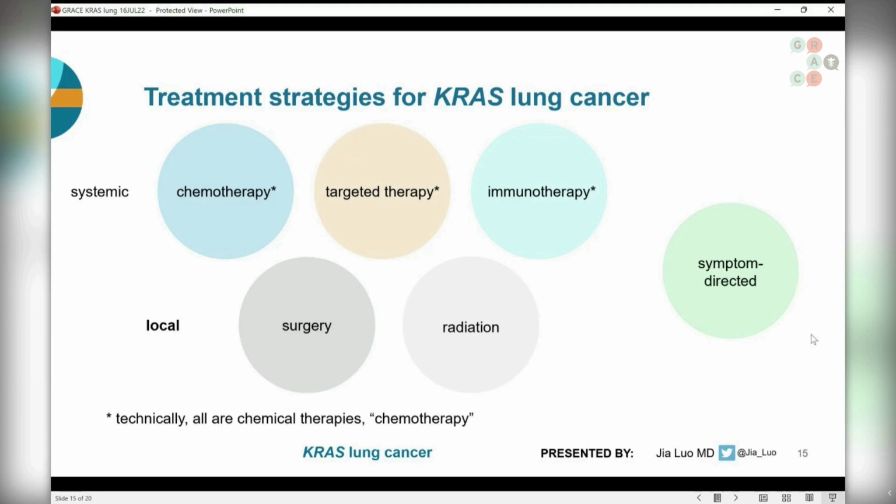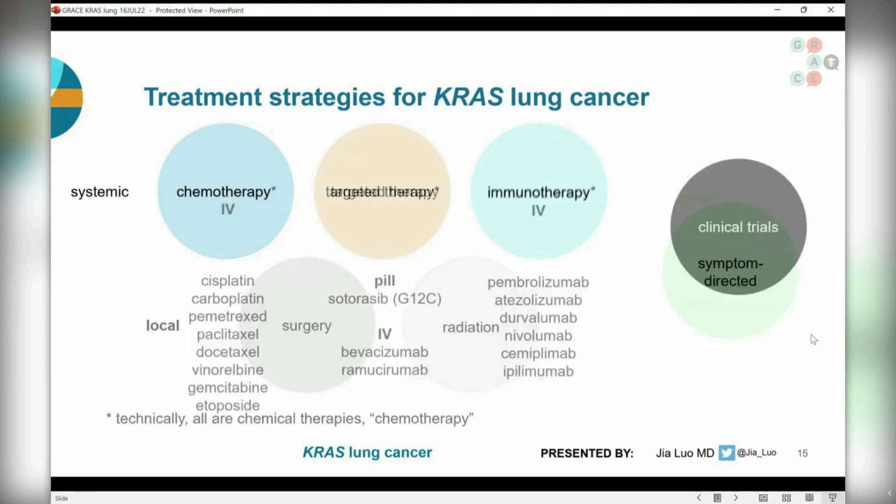There are also localized treatments along the bottom, which include surgery and radiation being the most common types. And then the other thing to not forget about is symptom-directed therapy. So if someone were to have a cough or constipation, there are medicines directed at that.